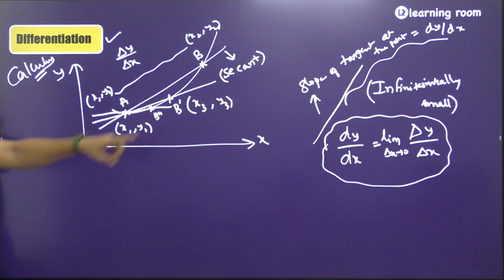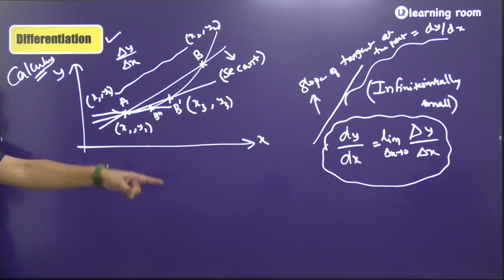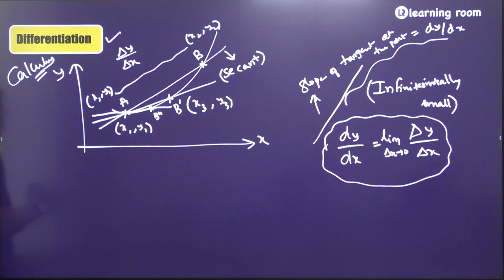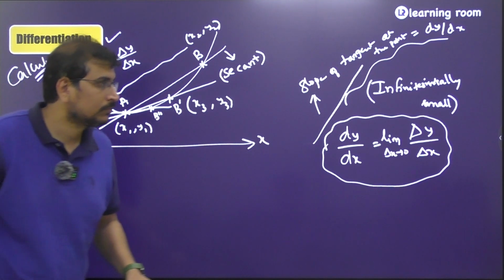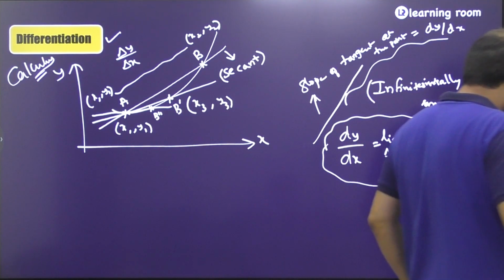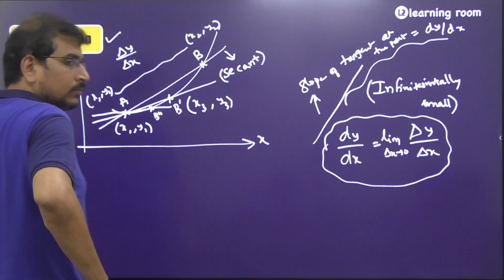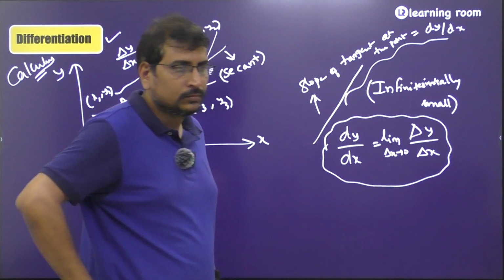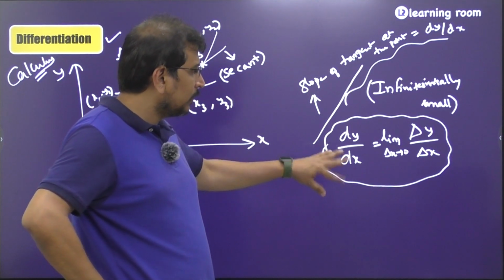Differentiation is done to find the slope of a tangent to a curve at a particular point. Limit, you read it as limit delta x tends to 0. You can write it down. First, tends is an arrow mark, a rightward arrow mark. Limit is the one which leads to differentiation.